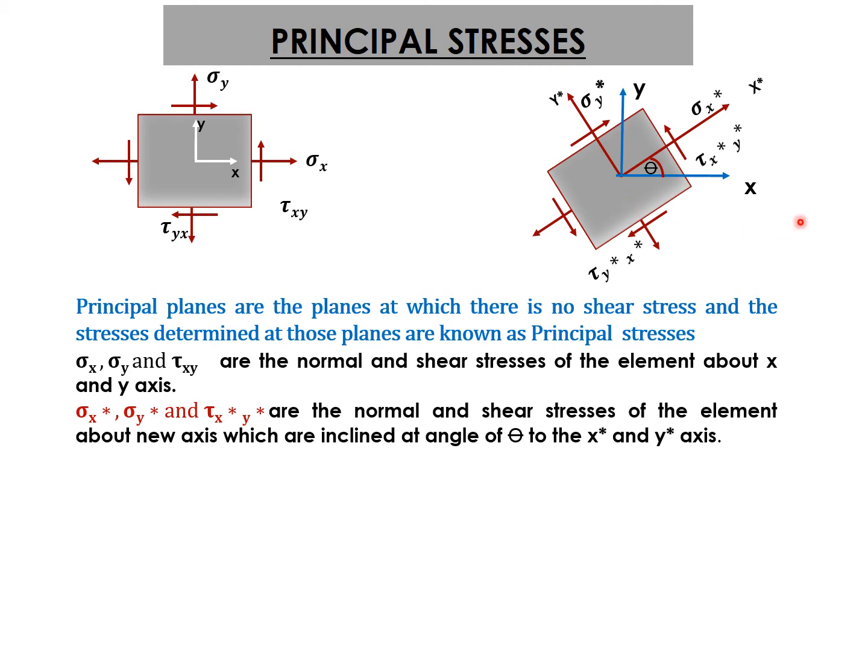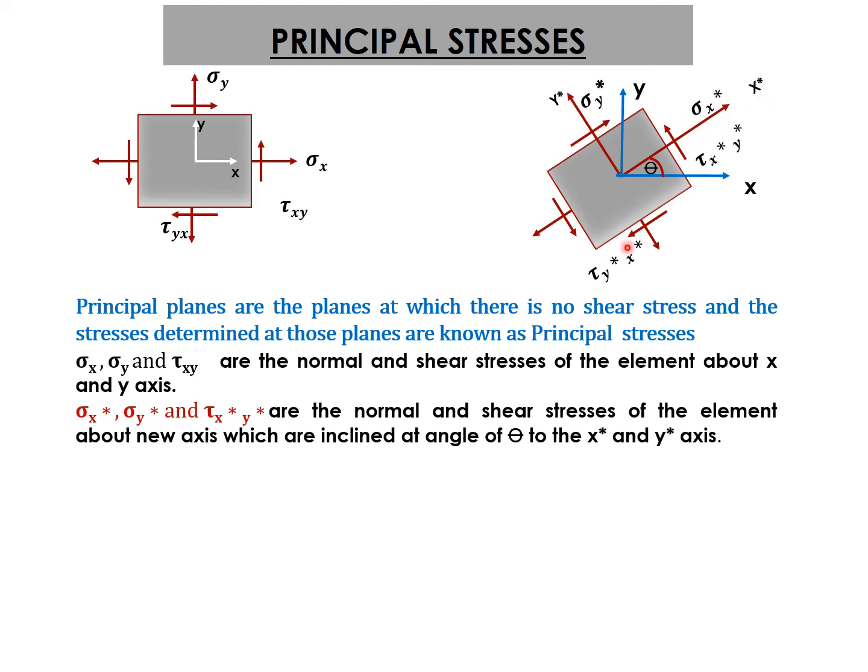As you can see, what we have in our hand is sigma x, sigma y, and tau xy. Now we need to resolve these three stresses along the new position, which is at an angle of theta. As you can see in the figure, the x and y axes have been rotated counterclockwise at an angle theta, where we get new axes, x star and y star. So in order to find out the stresses with the star superscript, we need to resolve sigma x, sigma y, and tau xy along these two new axes, x star and y star.